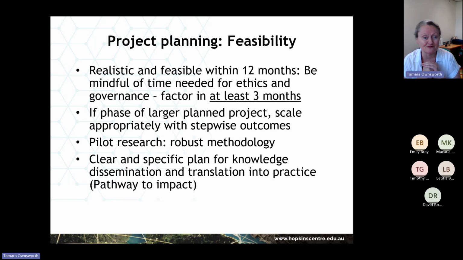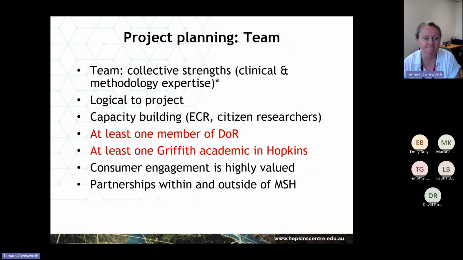The other thing that we really look for in these grants is a clear and specific plan for knowledge dissemination and translation. So we refer to this sometimes as the pathway to impact. So a seed grant usually has multiple impacts in terms of the close to practice focus resulting in a change in service delivery or clinical practice, but we're also looking at how we disseminate that. So whether that is through publication, conference presentation, or forums and in-services. So there are multiple ways that you can demonstrate your pathway to impact.